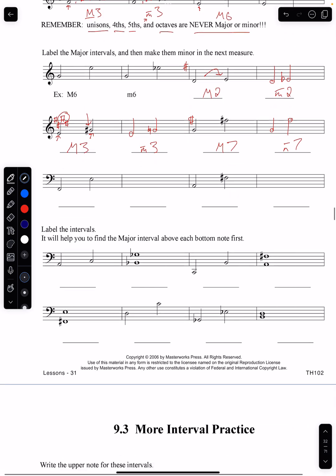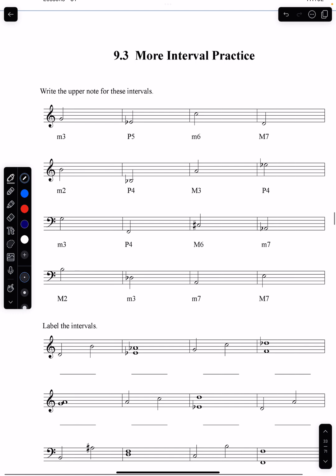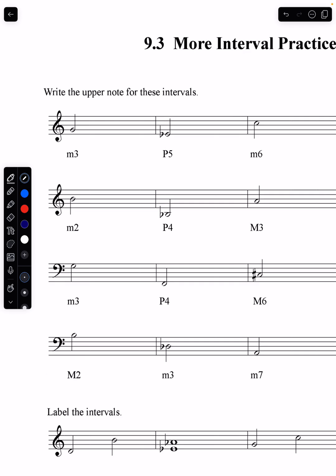Today, we've talked a little bit about our augmented and diminished intervals, so we'll talk a little bit about that, and then we're also going to talk about how we can count half steps in order to double check our work.